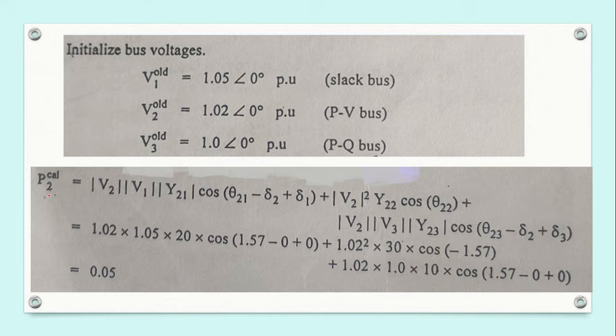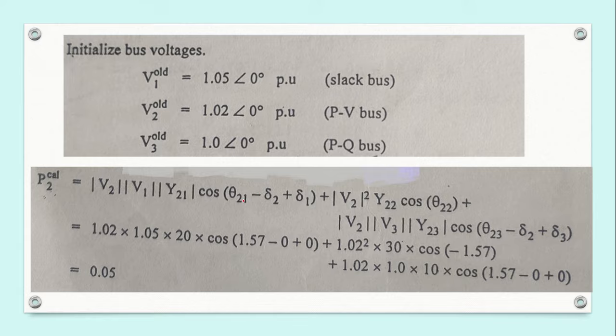We have the equation P_p calculated is equal to the summation of modulus of V_p, V_q, Y_pq, cos of theta_pq plus delta_q minus delta_p. Okay. So here p is 2, because we are referring to bus number 2. So P_p calculated means P2 calculated. So for p substitute 2 and then apply the limit for q. q varies from 1 to N. We have 3 buses. So q varies from 1 to 3. So substitute the limits. We will get the equation like this.